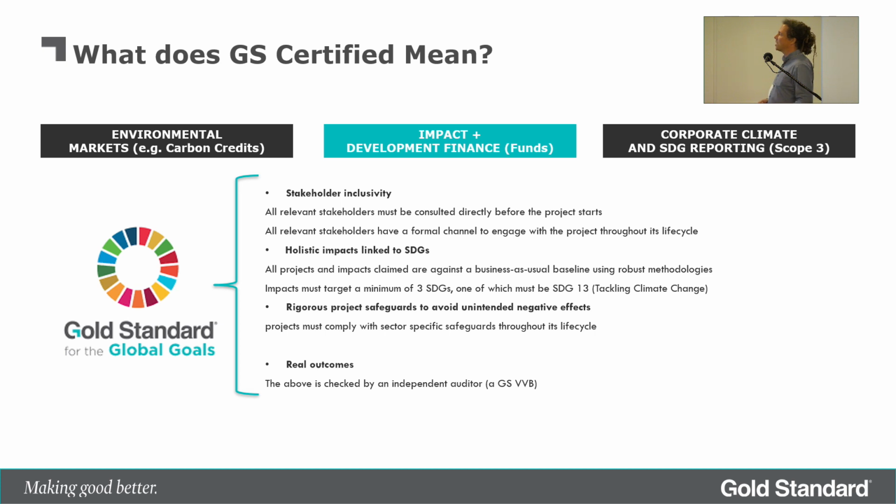It can be a little confusing when we talk about the standard being Gold Standard for the Global Goals, and also our name is Gold Standard. There's lots of use of the word standard. I will try and minimize it, but essentially what Gold Standard stands for are 4 key areas. The first 3 are, I'm sure, familiar to you all as qualities of a robust and sustainable project. The first one is stakeholder inclusivity.